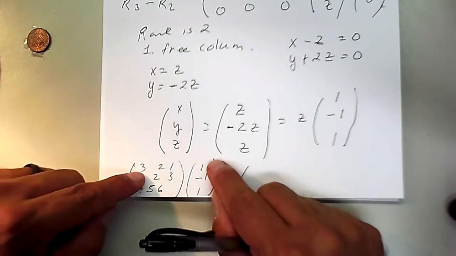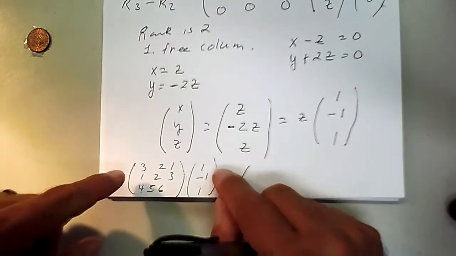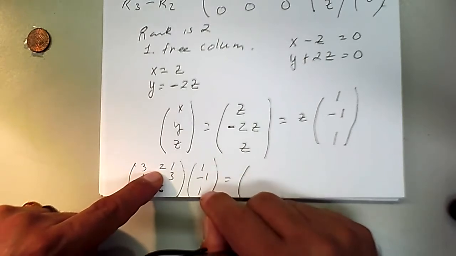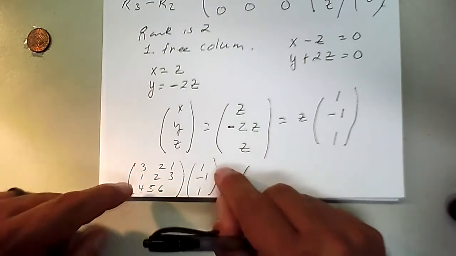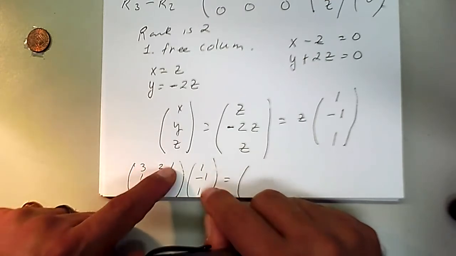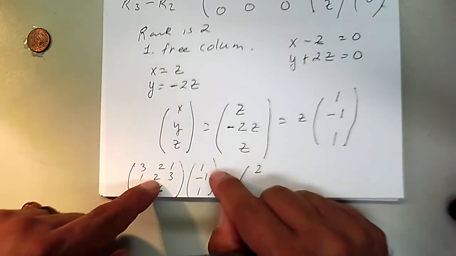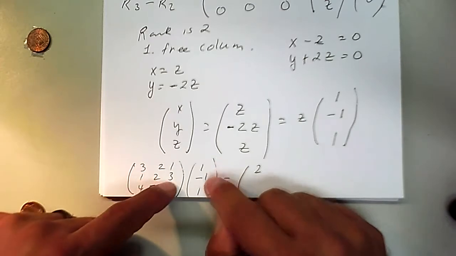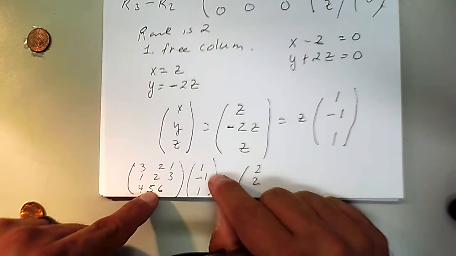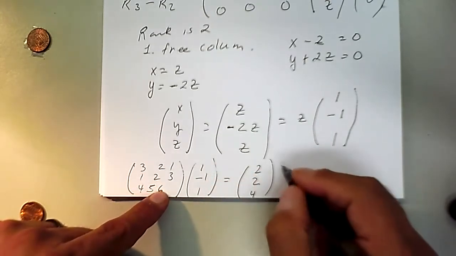So that is 3 minus 2 is 1, plus 1 is 2. Whoa. 3 minus 2, that should be a negative 1 for this to work. So let me record what I have. 3 minus 2 is 1, plus 1 is 2. But we're supposed to get 0, 0, 0. 1 minus 2 is negative 1, plus 3 is 2. 4 minus 5 is negative 1, plus 6 is 4. So this is definitely wrong.